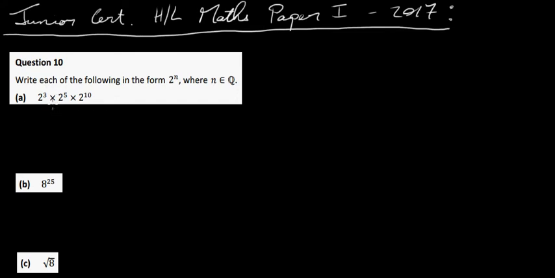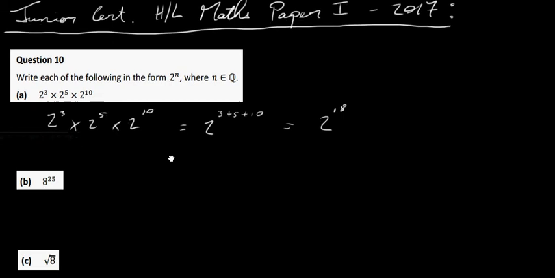So in the first case here we've got 2 to the power of 3 times 2 to the power of 5 times 2 to the power of 10. The first law of indices from your tables would just say that you add the powers here. So it's going to be 2 to the power of 3 plus 5 plus 10, so that will just give you 2 to the power of 18. So that's the first part.